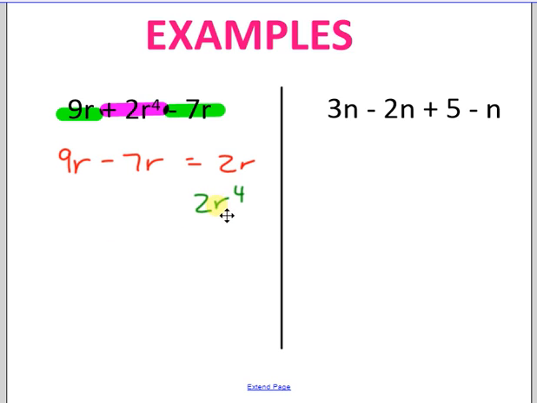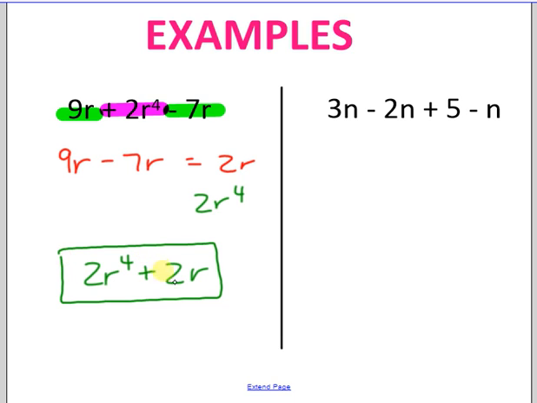So I need to just put them in order for my final answer. Remember, he has the bigger power, so he goes first. 2r to the 4th power, he's positive, so I put a plus 2r. Now, a lot of people are tempted to combine these, but they cannot combine. Yes, they have the same variable, but they do not have the same exponent, so do not combine them.